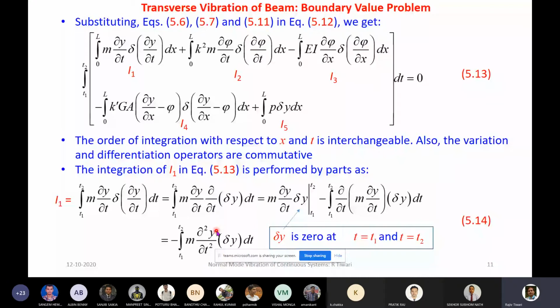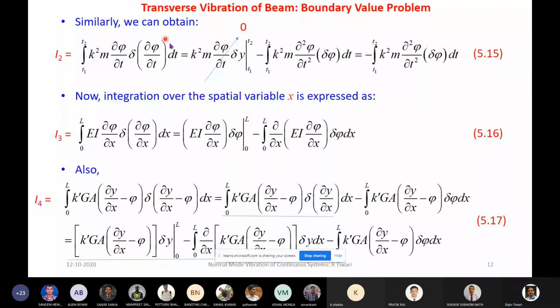What we'll do, we'll integrate, simplify all of them, and then we'll substitute one by one. Now I'll take up this one. This is identical to this one. Yeah, this is the I2. So here again, I need to interchange the variation and the differentiation, and then do the integration by part.